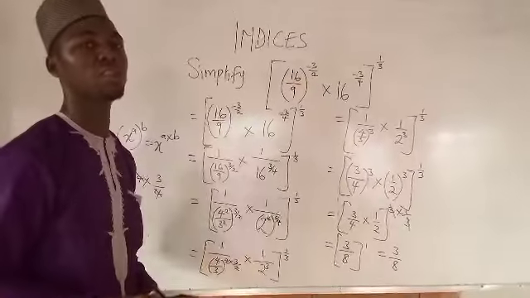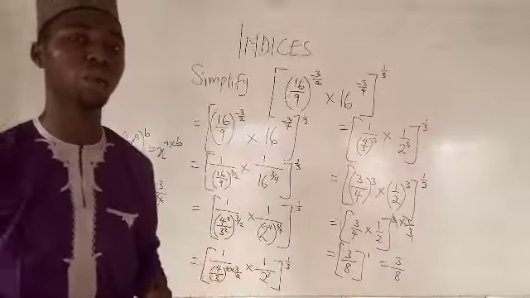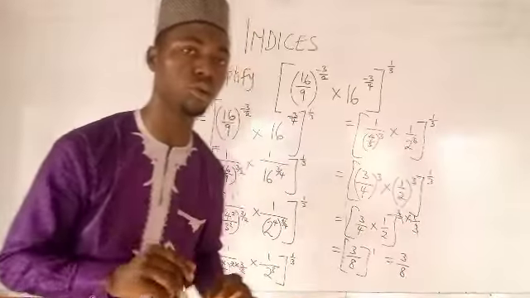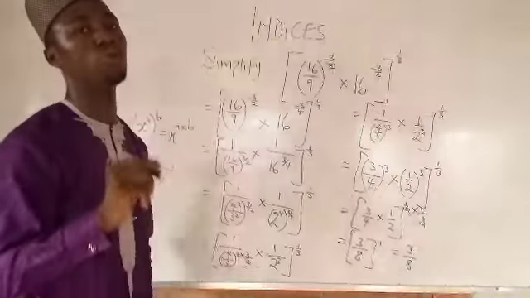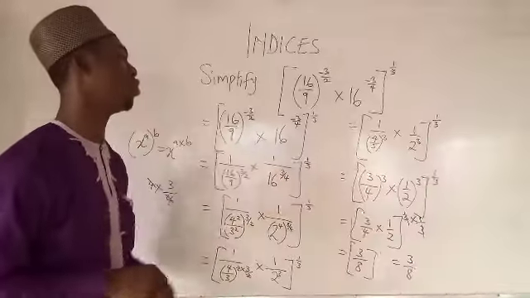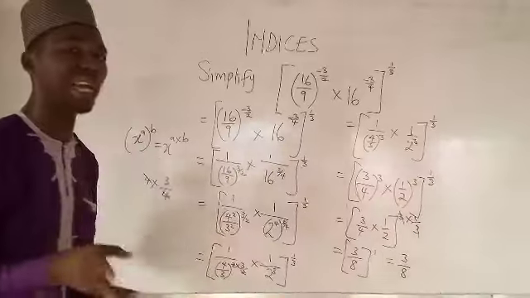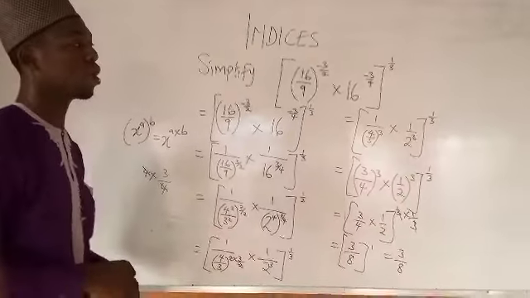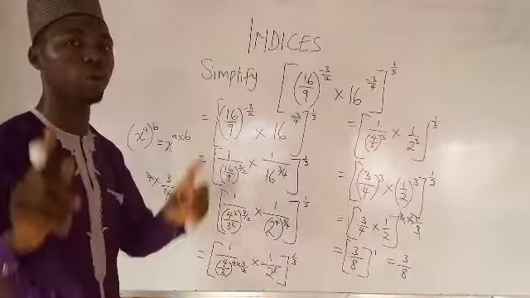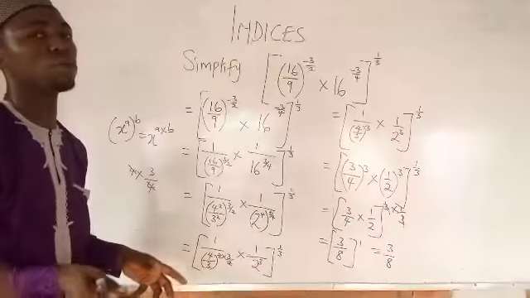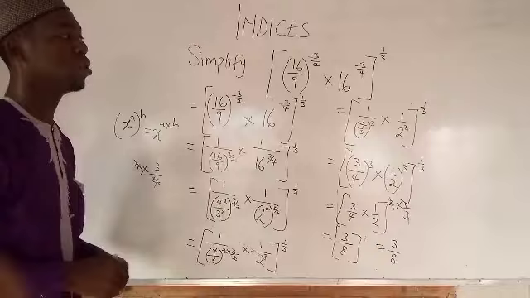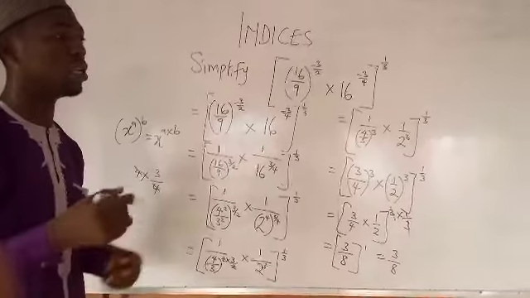So in indices, you just need to be familiar with all the basic rules and then know where to apply each of those rules. Like in this question now, we have applied like 2 or 3 out of those rules. So it's not as if maybe one question for one rule. No, you can have a question that will require like 4 or 5 rules for you to apply. So we need to work on learning those rules.